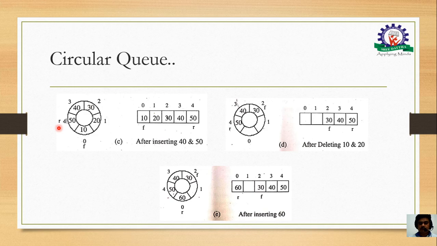Suppose we delete two items, that is 10 and 20. Now I am going to delete 10 and 20 from here. After deleting 10 and 20, I will get a figure like this. The 0th position with 10 will be deleted, and the first index with 20 will be deleted, so these two become empty. Now f is marking number 2. Every time I delete, I need to increment f, that is f is equal to f plus 1, a common thing that we already studied in the normal queue.